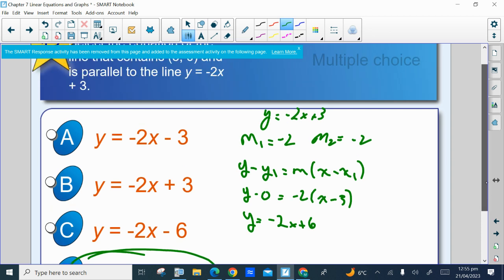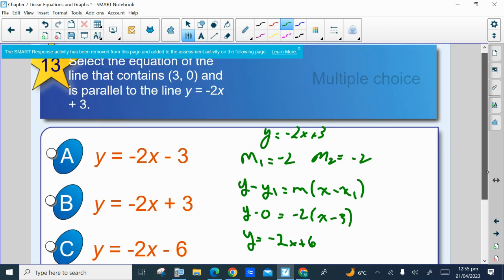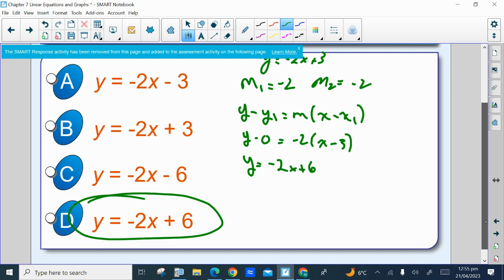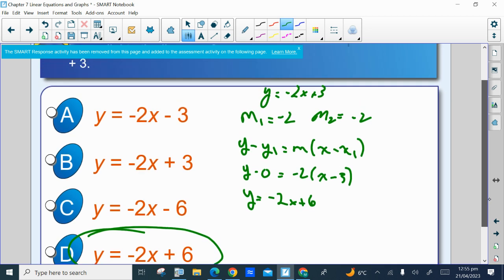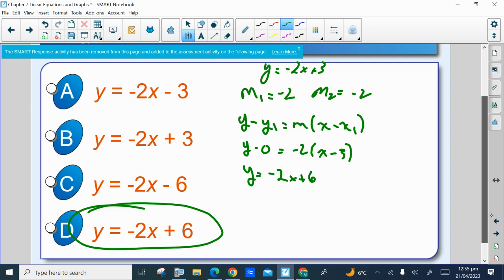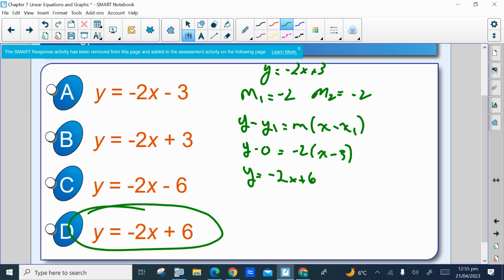Once again, you could have gone through all 4 equations and found the one that the point (3, 0) works for, and it would be the last one. When x is 3, y needs to be 0. If you let x equal 3 for the first one, negative 2 times 3 is negative 6. Take away 3 is negative 9, not 0. Negative 2 times 3 is negative 6, plus 3 is negative 3, not 0.